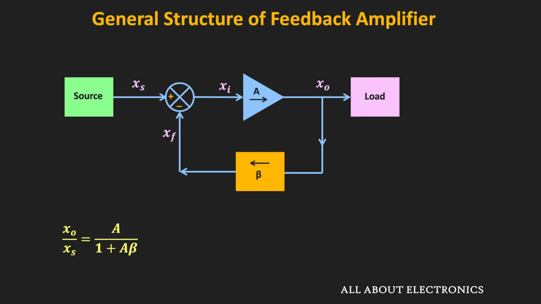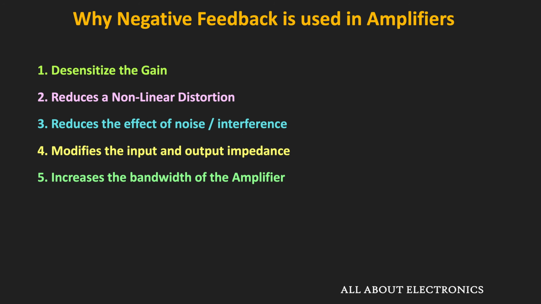We have seen that if the A beta, or the loop gain of the feedback amplifier, is very large, then this closed loop gain is approximately equal to 1 divided by beta. And in that case, the gain of the feedback amplifier can be decided just by using the feedback network. Briefly, we have also discussed the benefits of the negative feedback on the amplifier circuit. So in this video, through a mathematical analysis, we will understand all these effects in detail.